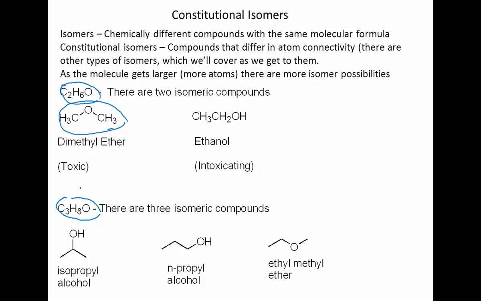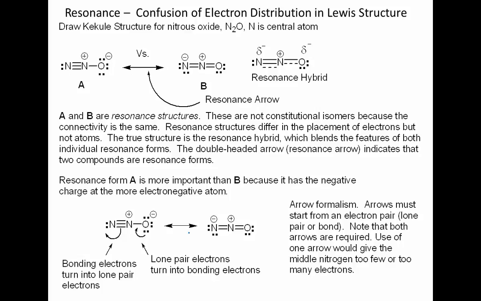Okay, here we can actually draw three isomeric compounds. Isopropyl alcohol, which you'll recognize as rubbing alcohol, n-propyl alcohol, which has a lot of industrial uses, and ethyl methyl ether. Okay, as we get more and more carbons into the structure, the number of isomer possibilities increases further. Okay, so constitutional isomers are the most obvious types of isomers, and they're the only types of isomers we will deal with for a while.